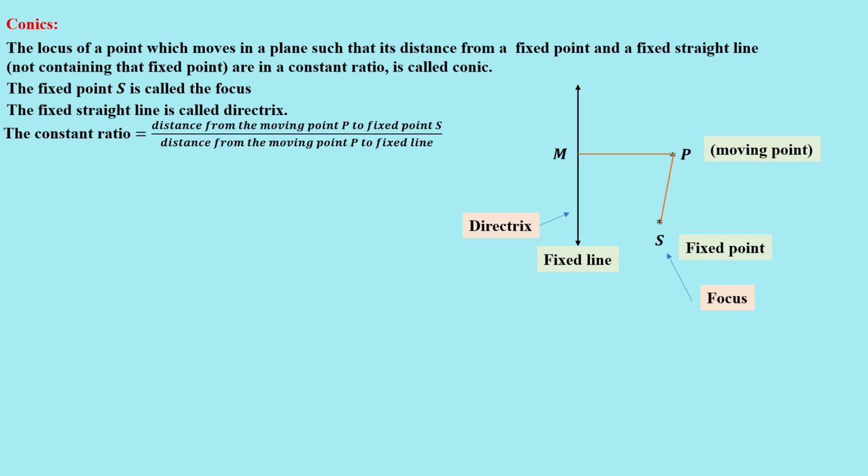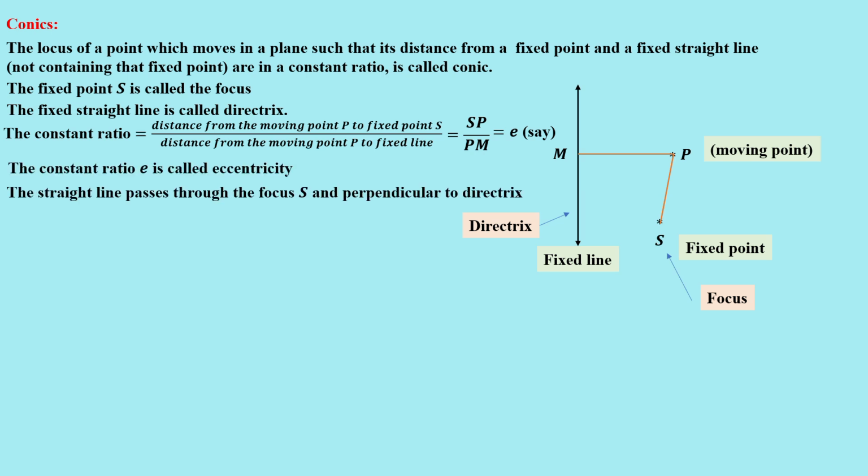So the constant ratio: the distance from the moving point P to the fixed point S, and the distance from the moving point P to the fixed line, that is PM. So SP by PM is equal to a constant, let it be E. The constant ratio E is called the eccentricity of the conic. The straight line that passes through the focus and is perpendicular to the directrix is called the axis of the conic. This is the axis.